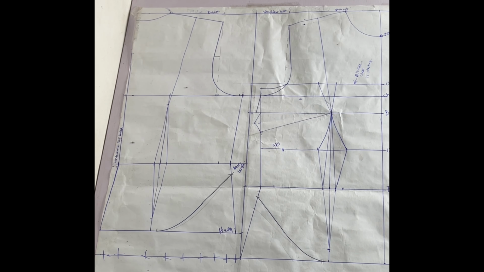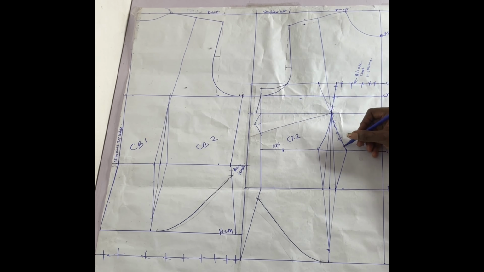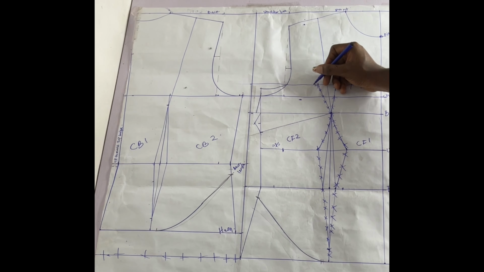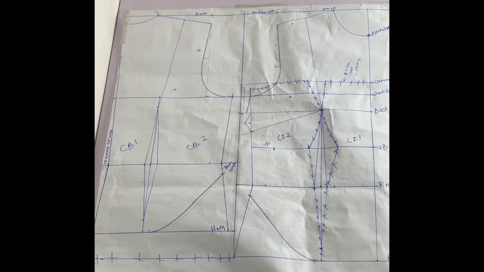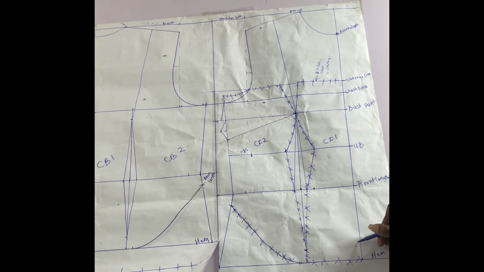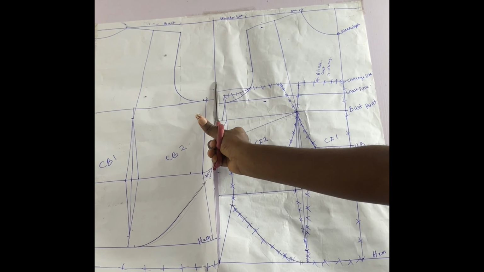So now I'll be labeling my pattern so I don't make mistakes when I'm cutting it out. It's CF1, so where I'm cutting is how we're going to be cutting it out. The first panel, the second panel for the front, and also for the back also.